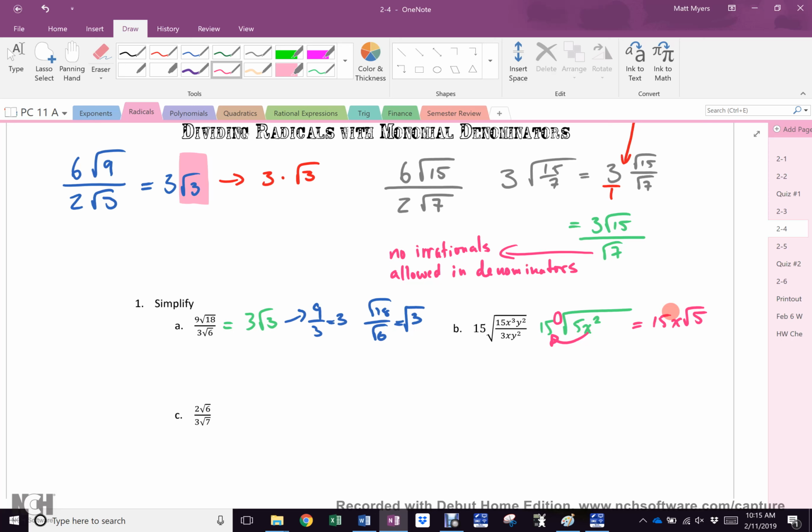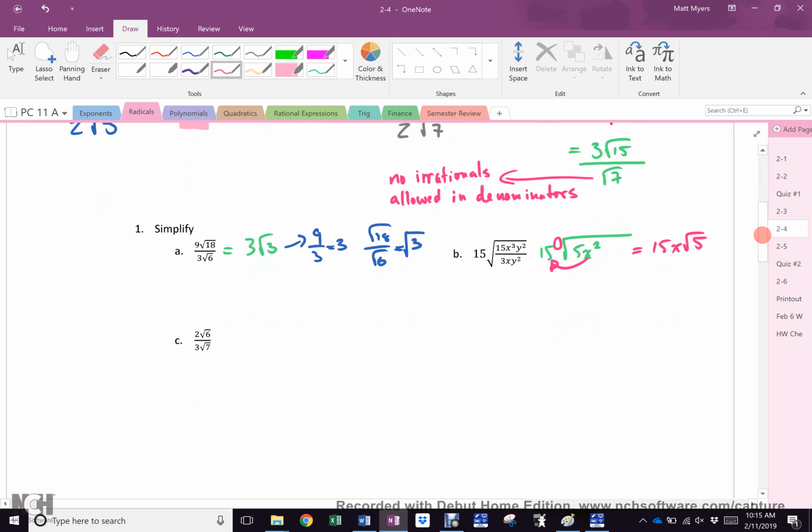All right. What's weird about C? I can do no division, can I? 2 does not divide by 3. 6 does not divide by 7. But I say to myself, I am not allowed to have that irrational down there. What is allowed to be in the denominator? If irrationals aren't allowed in denominators, what is allowed?